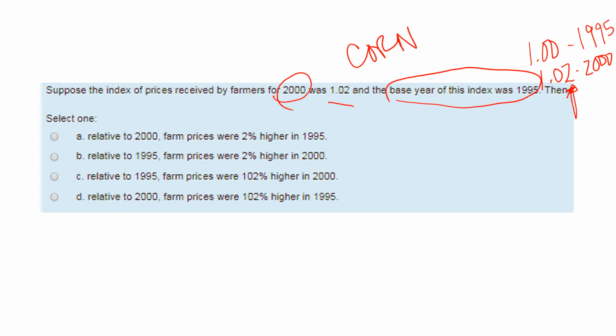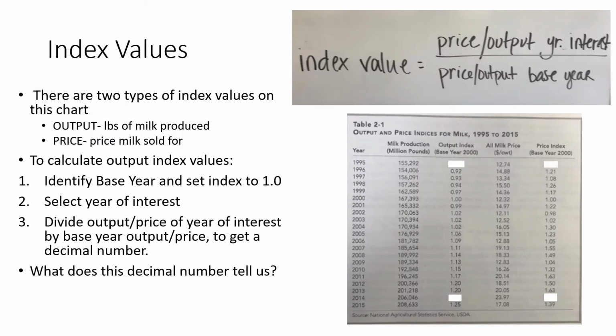So if we look at these answers down here, let's figure this out. So it says relative to 2000, farm prices were 2% higher in 1995. No, that is incorrect. They were 2% higher in 2000. So B is actually going to be the answer that we are looking for. Relative to 1995, because that's our base year, farm prices were 2% higher in the year 2000. So that's kind of how those are interpreted.